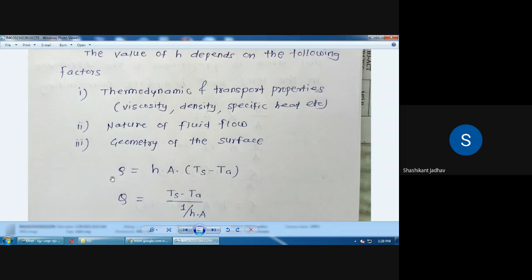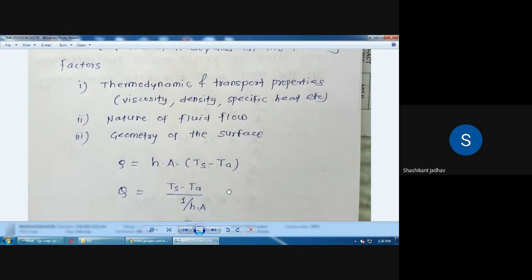So these two equations are the same; we have only changed the position of the value, HA at the numerator we have taken as a denominator of the denominator. From this equation we compare with the electrical system equation, and from that we get the value of thermal resistance. Heat is transferring because of the temperature difference Ts minus Ta. But which factor opposes the heat transfer? That is 1 upon HA.